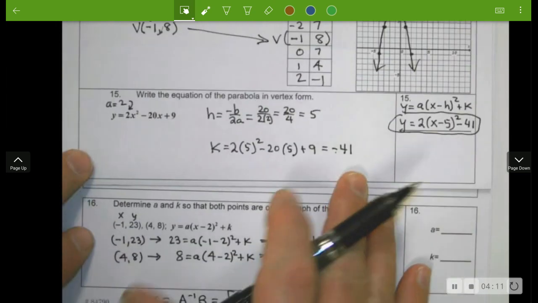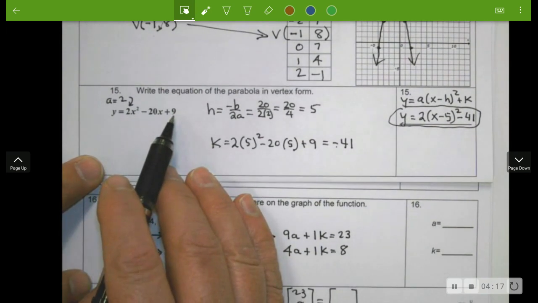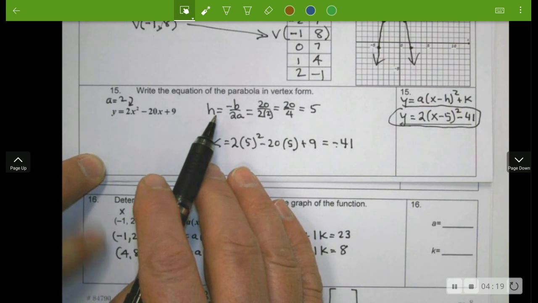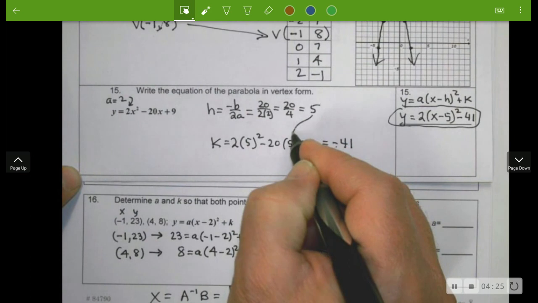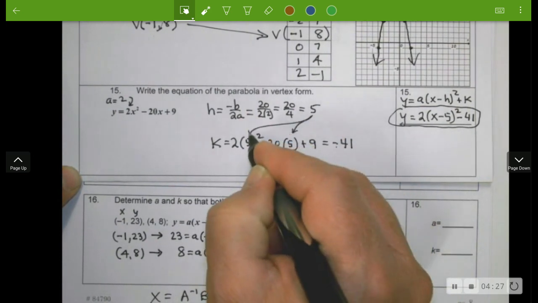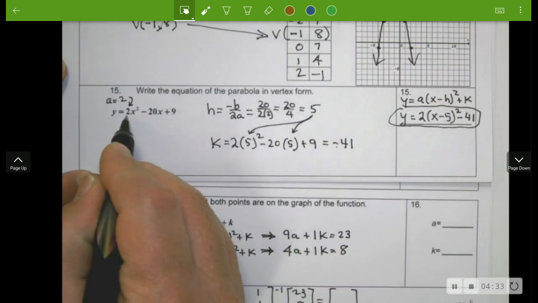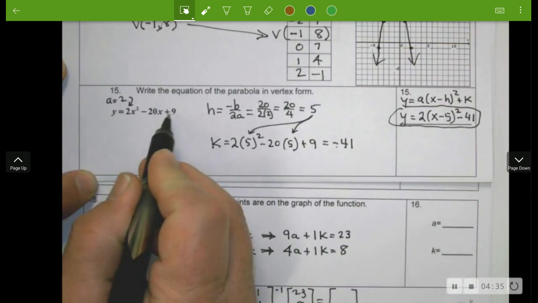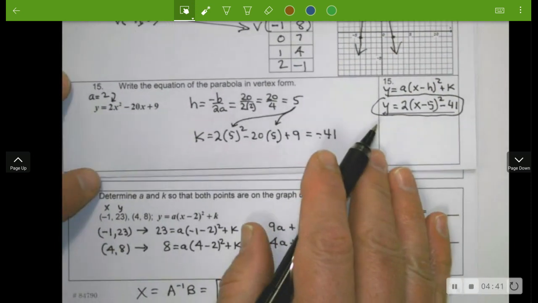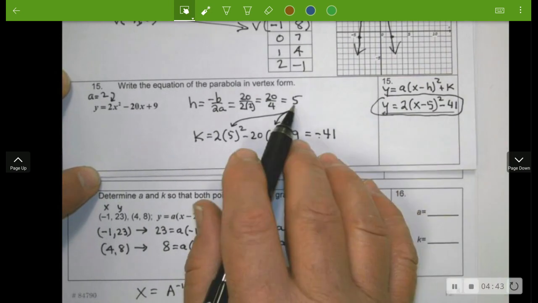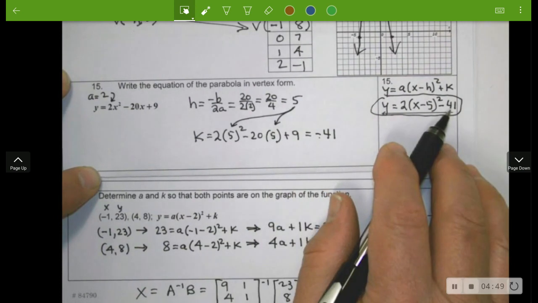Okay, on example 15, we're supposed to take this standard form equation and convert it into vertex form. We start with a little formula for h and calculate the value of h. Plug that in to find the k value. And the a value is always the same as you started with here. This is ax squared plus bx plus c. So the a is 2. We're going to use that 2 for the a value. So I plug in 2 for a. We had a 5 for the h, so you can see I put in the opposite of that. And the k is negative 41.